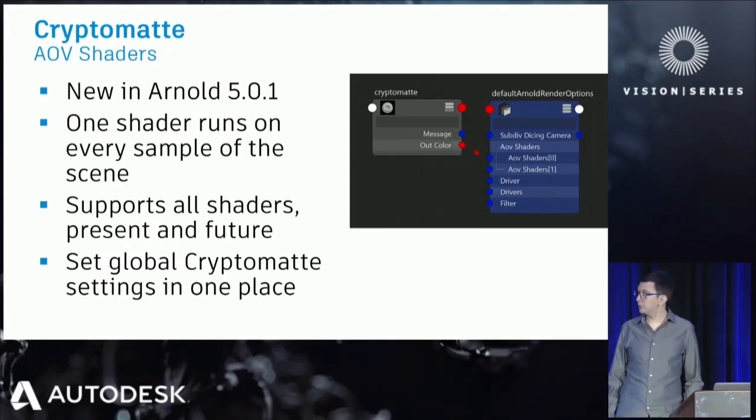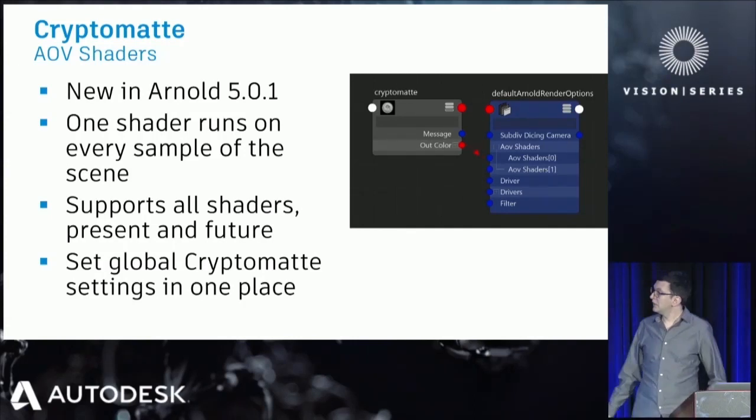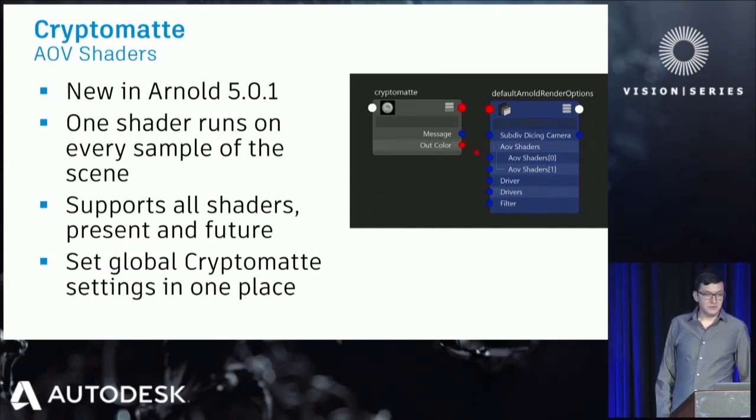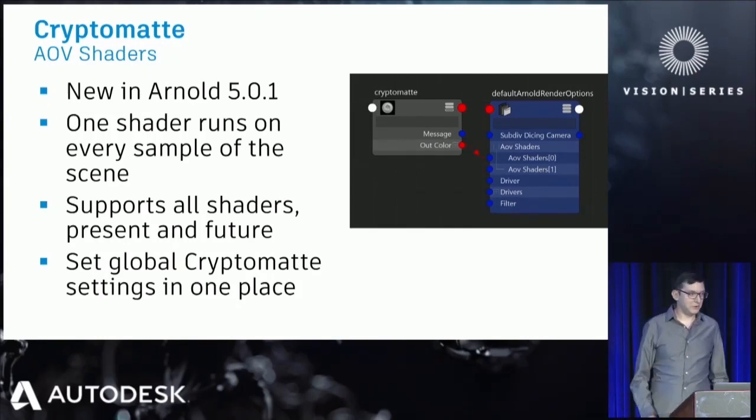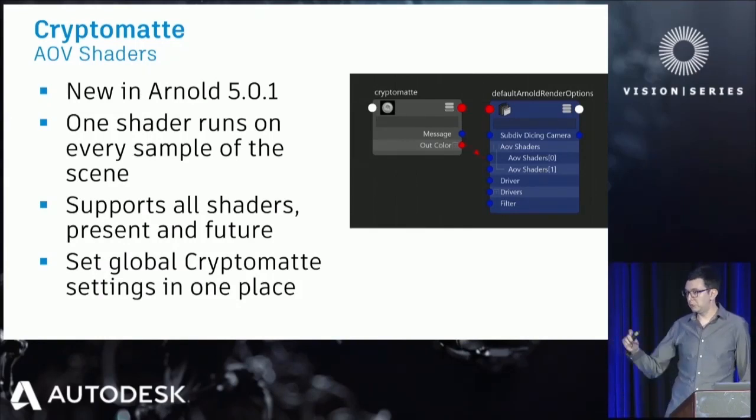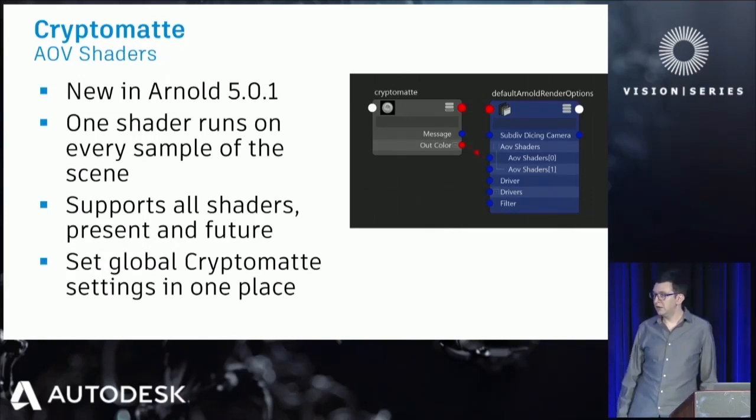You no longer have to worry whether Cryptomatte is built into your shaders. The other big benefit is that this gives us one shader in the scene that will run on everything. So that's a really natural place to put global render options for Cryptomatte.